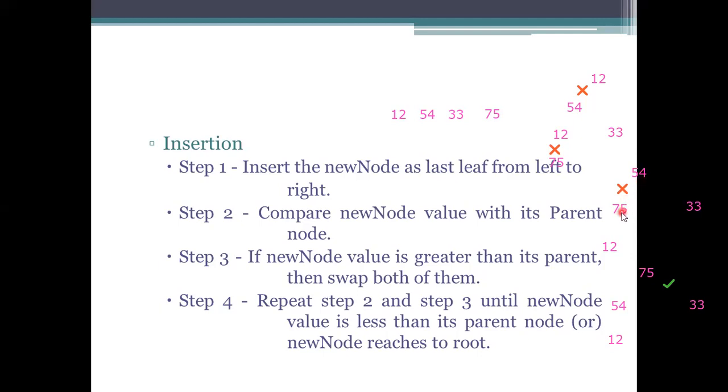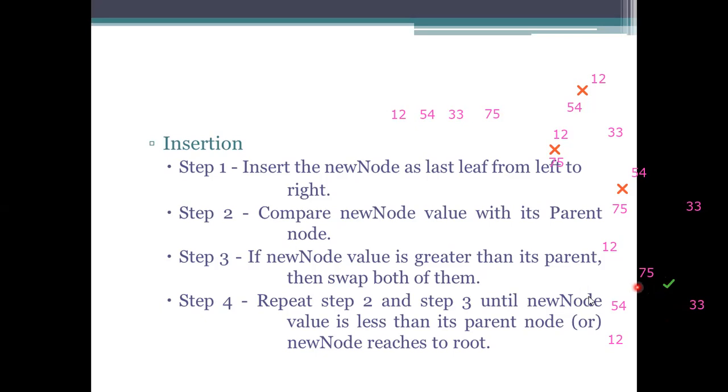The new node value is 75. This parent value is 54. 75 is greater than 54. What do I have to do? I need to swap the values there. And coming to the next one, the left side has been finished. And coming to the right side, we need to check whether the right side value is correct or not. As it is less than this value, this is the final tree after the insertion.